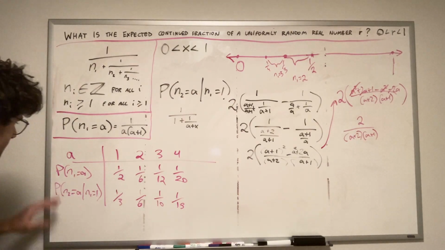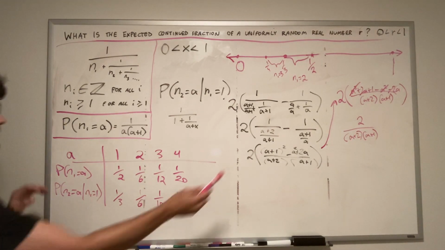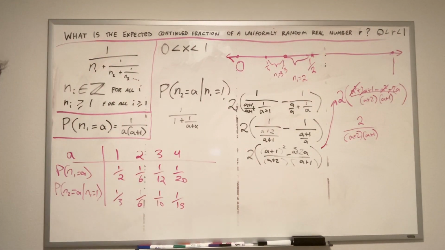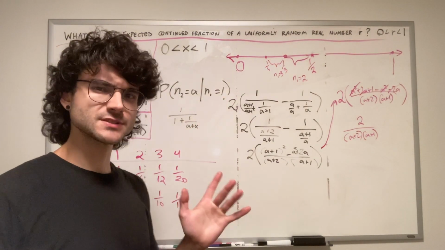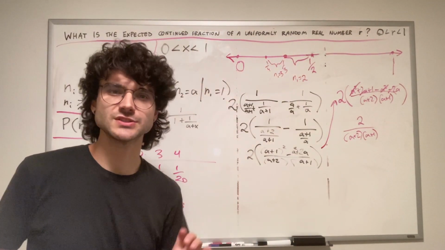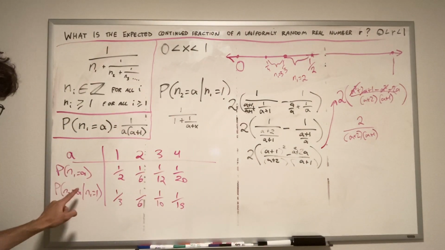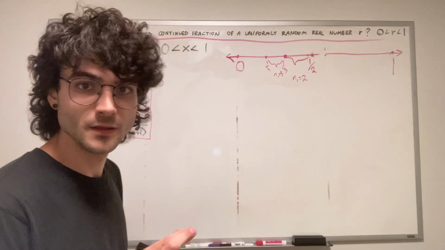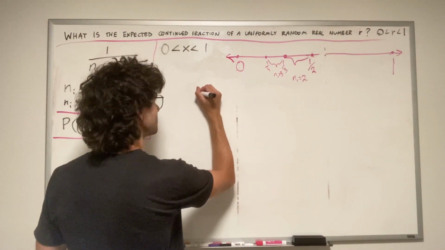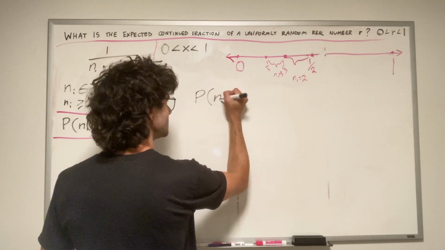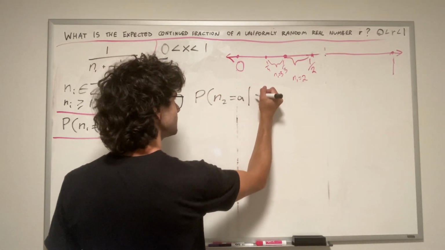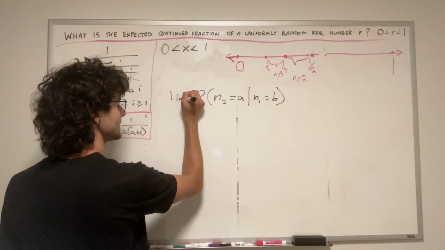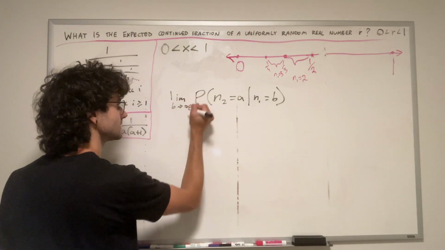But now that raises the question, what if this is not 1? What about the range with 2, or the range with 3, and so on? We can look at them individually, but perhaps it's best to look at where this trends towards. What does this look like as this N1 approaches infinity? So what we're looking at is the probability that N2 equals A, given that N1 equals B, and then we're going to let B approach infinity.